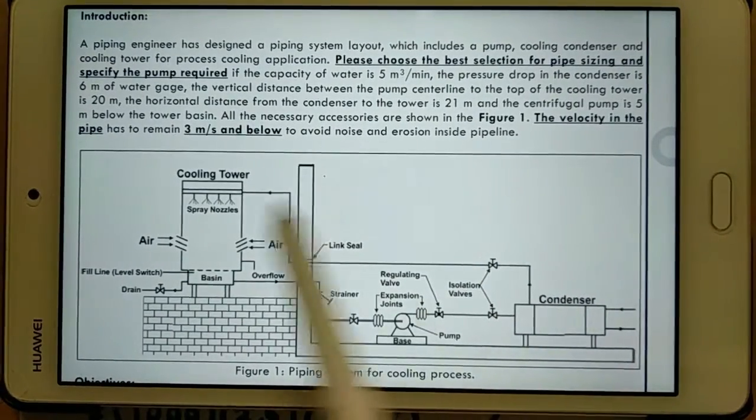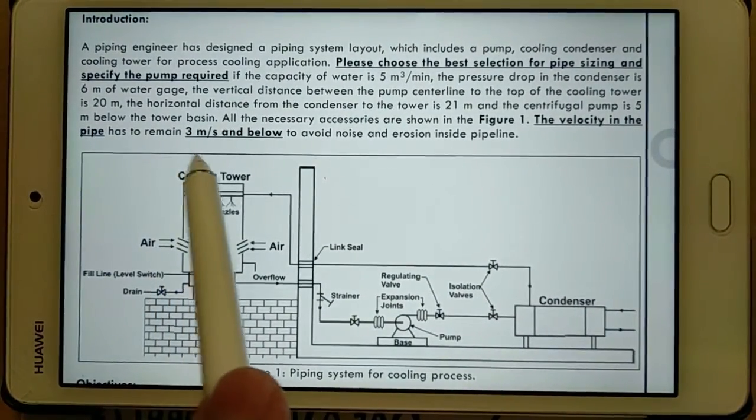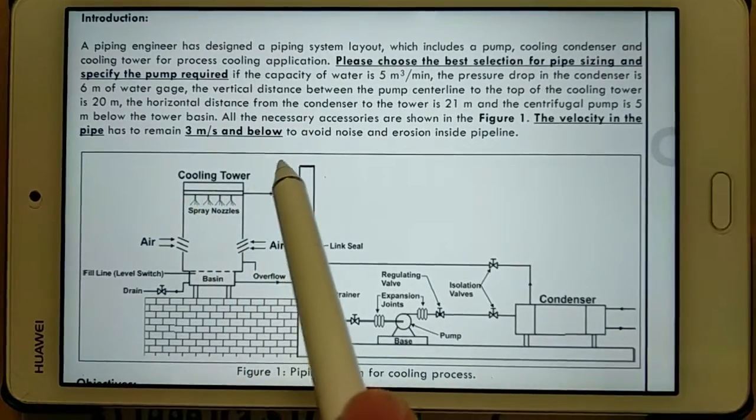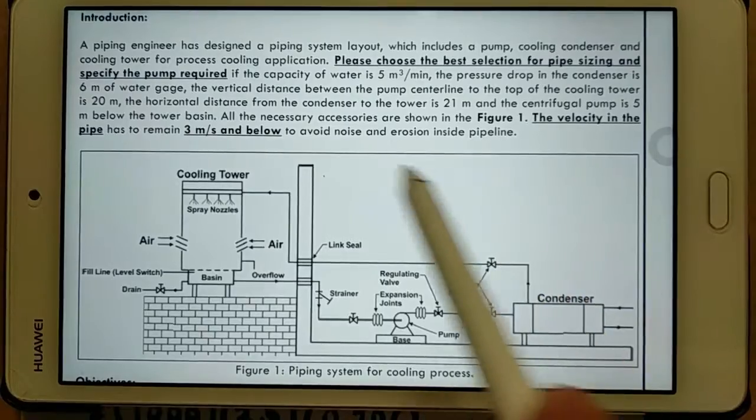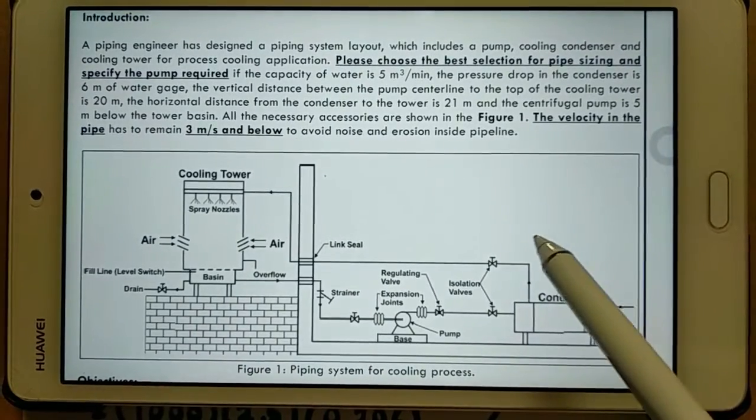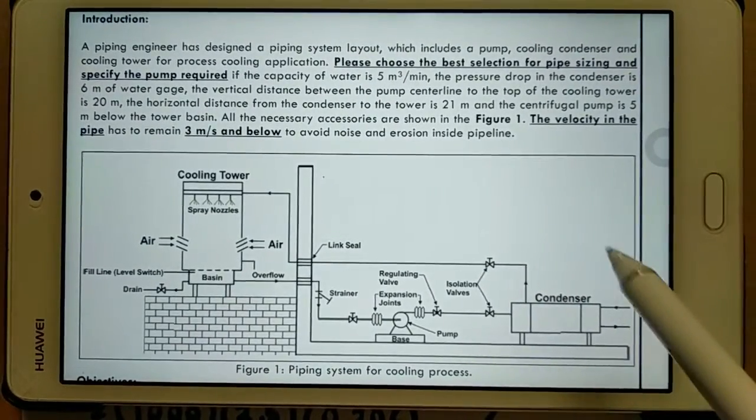The velocity in the pipe has to remain 3 meter per second and below to avoid noise and erosion inside the pipeline. So this is the piping system for the cooling process.